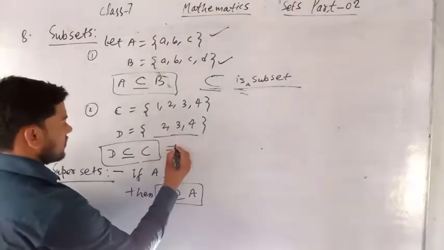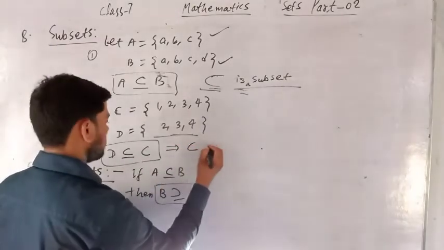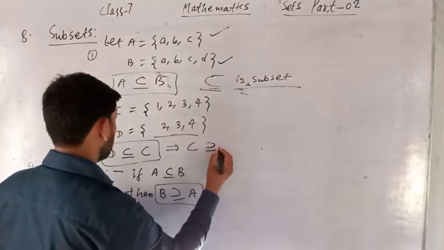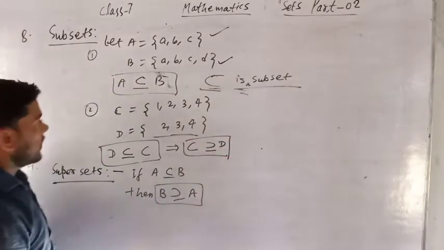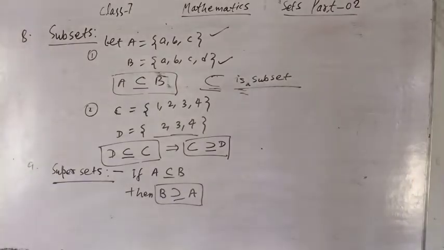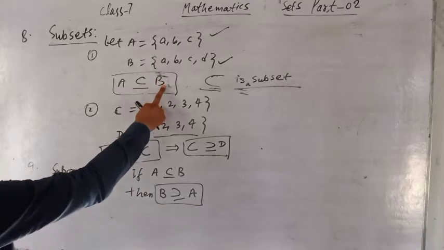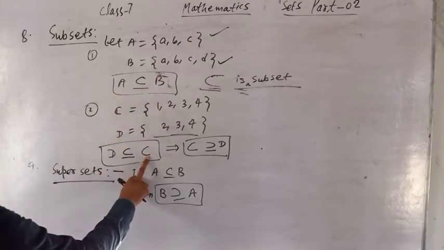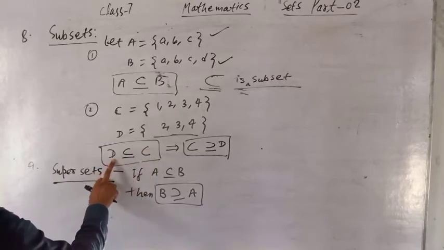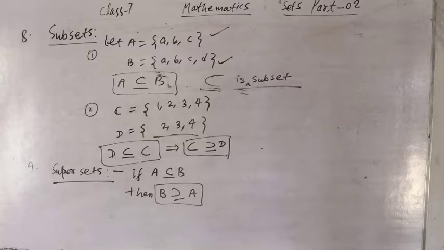Here, if D is a subset of C, therefore C is a superset of D. So subset and superset both come together. If A is a subset of B, it means B is a superset of A. If D is a subset of C, it means C is a superset of D. So, subsets and supersets.